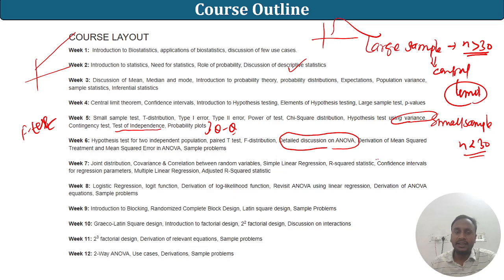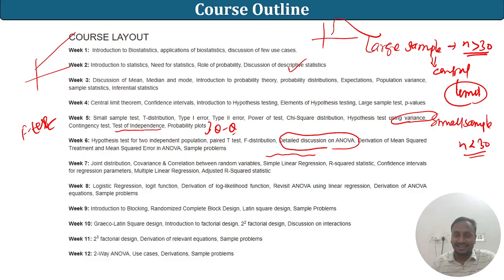Then we have checked the mean square treatment and mean square error in the ANOVA. After that, we have checked linear regression. Then we checked the R square statistic also. And in the last lecture, we have seen logistic regression.